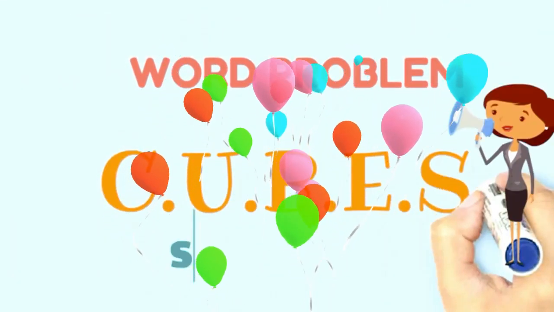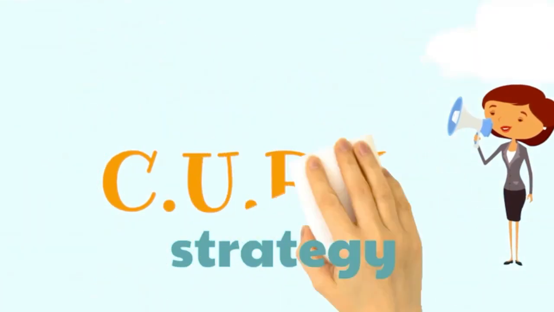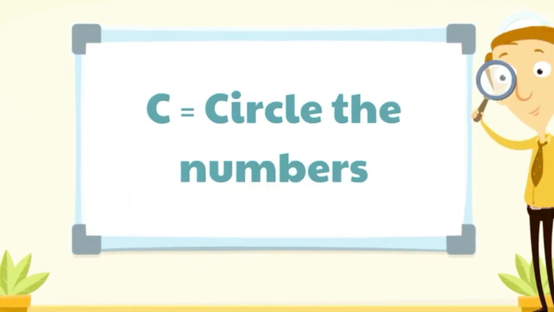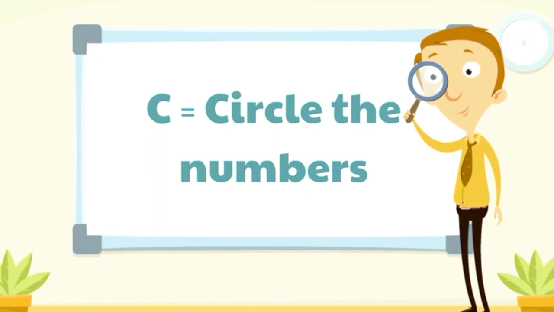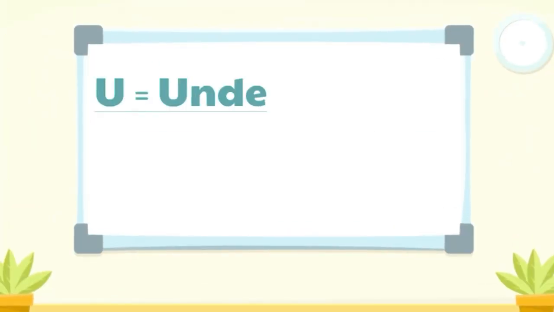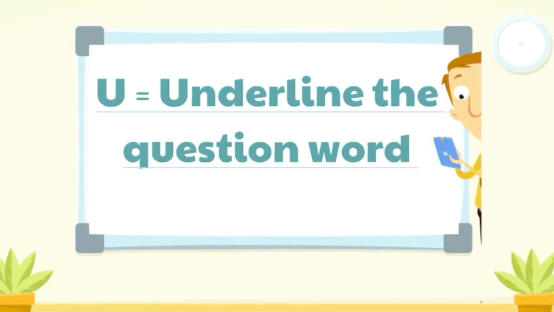The first thing we need to understand is what cubes means. The C in cubes stands for circle all the numbers in a word problem. If it is in word form, we circle it and write the number above the word. The U stands for underline the question. We need to underline the question being asked in a word problem.